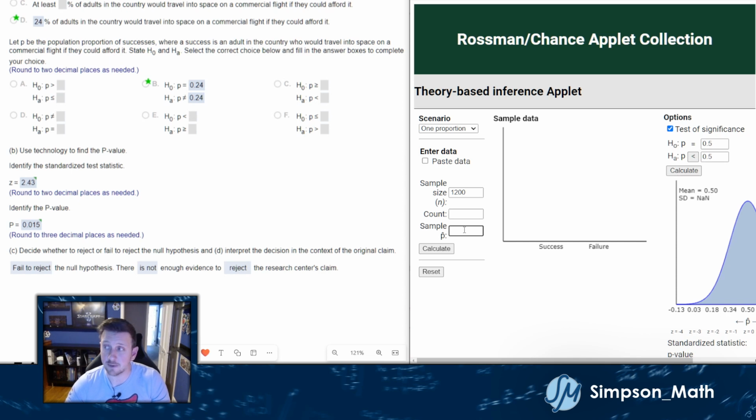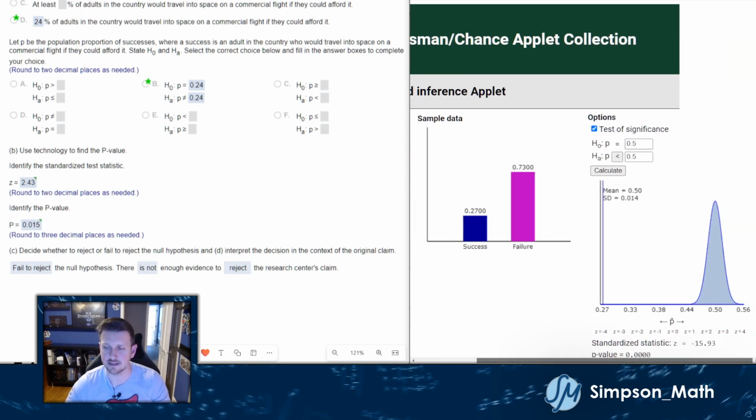But they did give us my sample proportion, p hat, which is 0.27. So I'm going to type in 0.27, just click out of it, and it's going to automatically calculate the count by doing 1200 times 0.27 to get 324. If you want to press calculate, you can. It'll give you a bar chart here to see there's my 0.27.